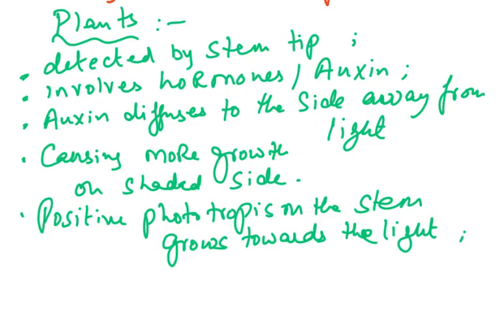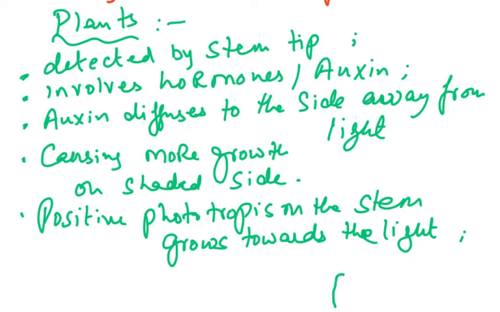In plants, the light is detected by the stem tip. This involves production of hormones, auxin. Auxin diffuses to the side away from light, causing more growth on the shaded side. And this is called positive phototropism, in which the plant stem is going to grow towards the light.